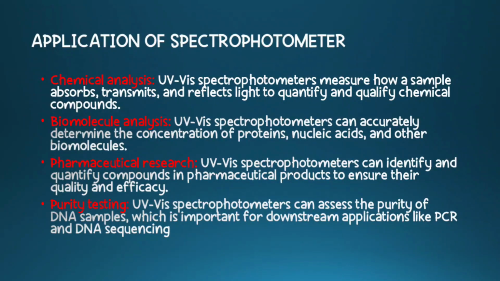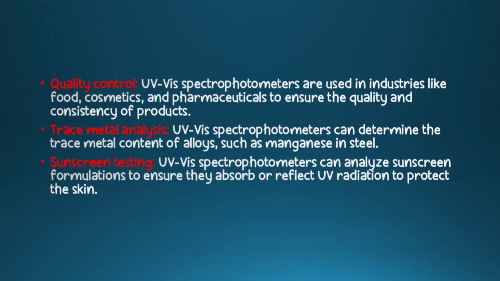Purity testing can assess the purity of DNA samples, which is important for downstream applications like PCR and DNA sequencing. Quality control: used in industries like food, cosmetics, and pharmaceutical industries to ensure the quality and consistency of products. Trace metal analysis: used to determine the trace metal content of steel. Sunscreen testing can analyze sunscreen formulation to ensure they absorb or reflect ultraviolet radiation to protect the skin.